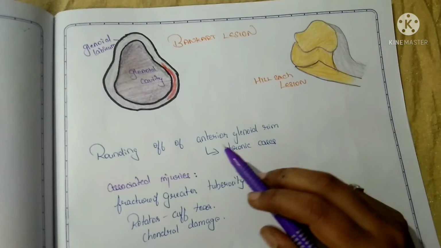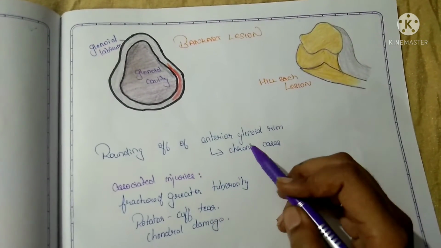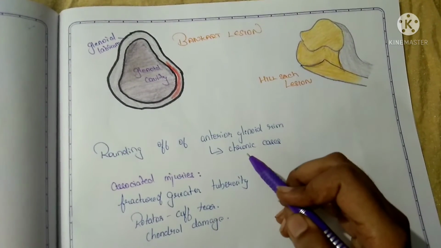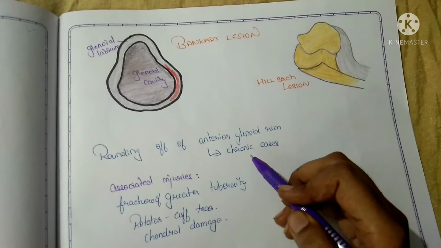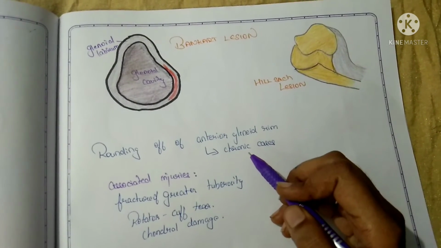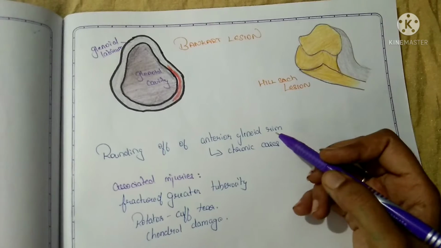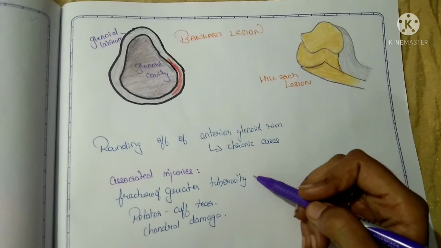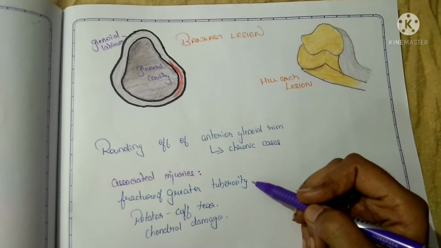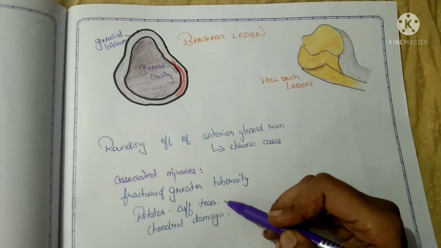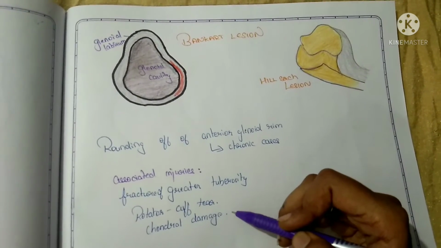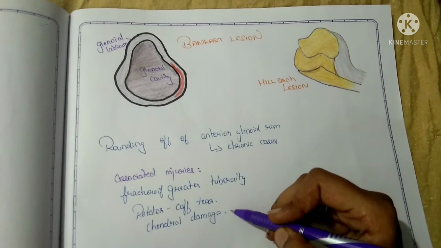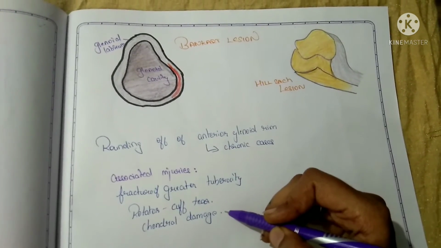And in some chronic cases, when the head of the humerus constantly dislocates, then there occurs the rounding of the anterior glenoid rim. So here the glenoid rim is rounded off. And then associated injuries are the fracture to the greater tuberosity, then the rotator cuff tears, and there is a chondral damage. Chondral damage means damage to the cartilage.